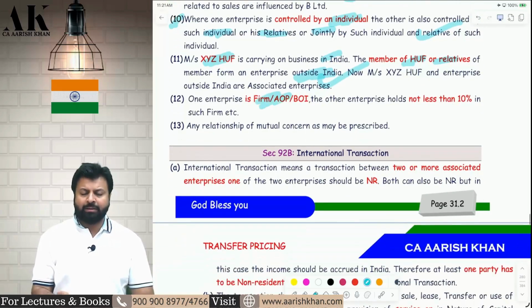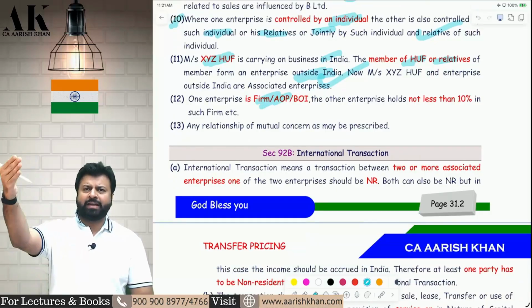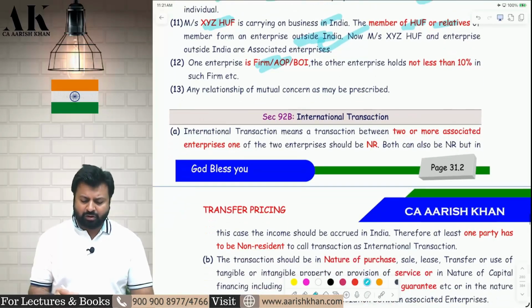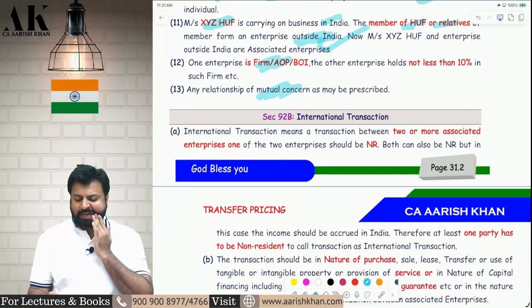And last but not least, I am a partnership firm, I am an AOP BOI. If any person has 10% stake in my partnership firm or my AOP BOI, then that person and my firm will become associate enterprise. Just 10%, who holds 10% or more in my entity, then that partner and my firm will become associate enterprise. And finally, if CBDT wants, they may prescribe a few more cases.